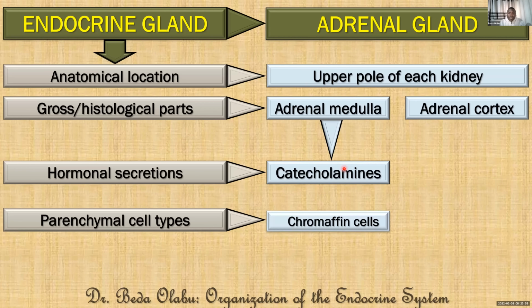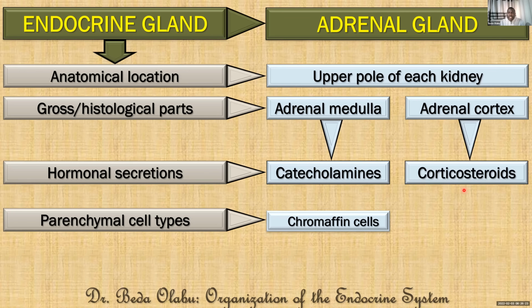The cells that produce the catecholamines are known as the chromaffin cells. So those chromaffin cells are cells of neural crest origin. They're the ones that secrete adrenaline. As opposed to the adrenal cortex, which produces steroid hormones. These steroid hormones are steroids from the adrenal cortex, and so we call them corticosteroids. The adrenal cortex produces corticosteroids.